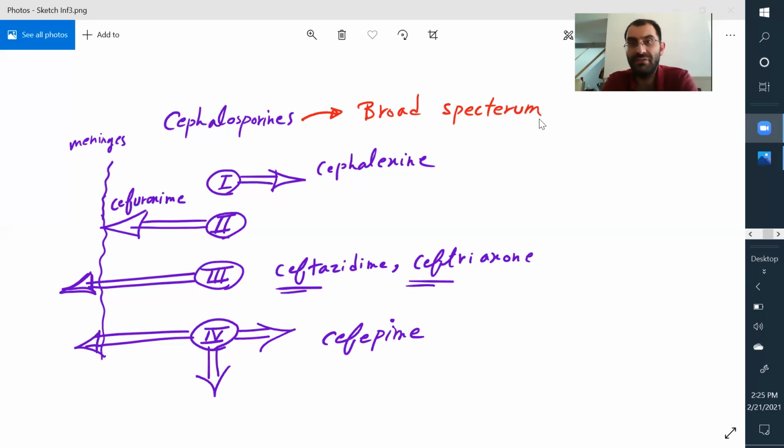And it can be a correct answer, but I think that's a little bit too much for our exam level. So cephalosporins, broad spectrum antibiotics in general, from first generation to fourth generation: cephalexin, cefuroxime, ceftazidime, ceftriaxone, cefixime, cefepime.